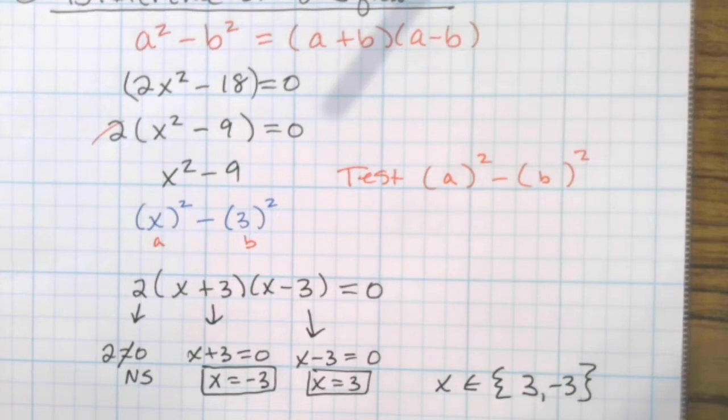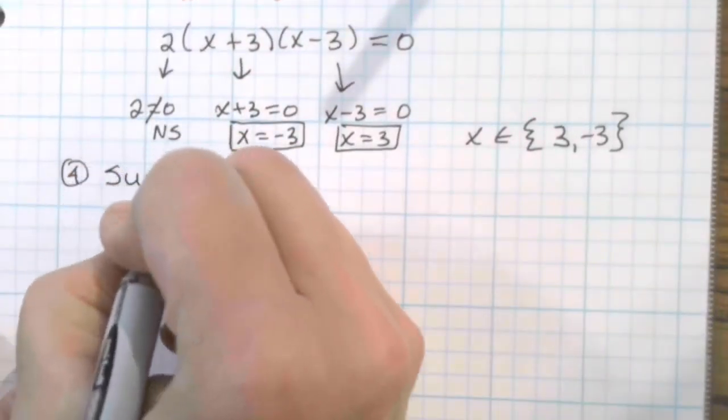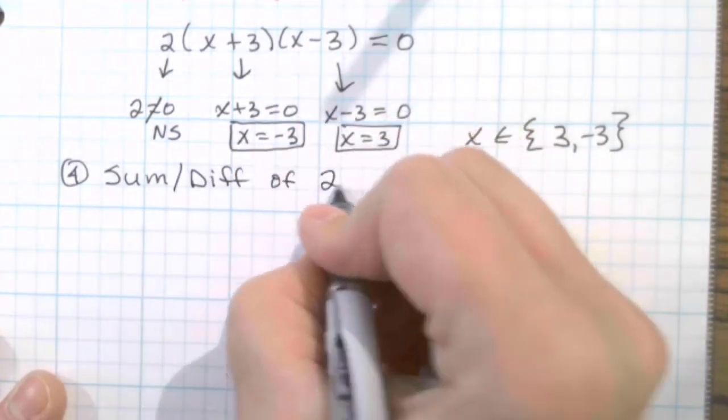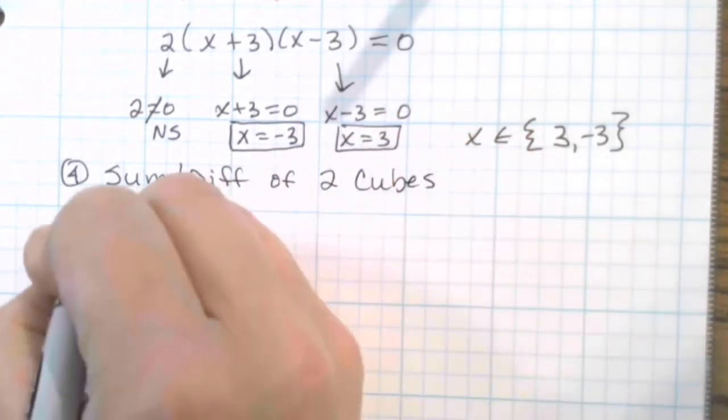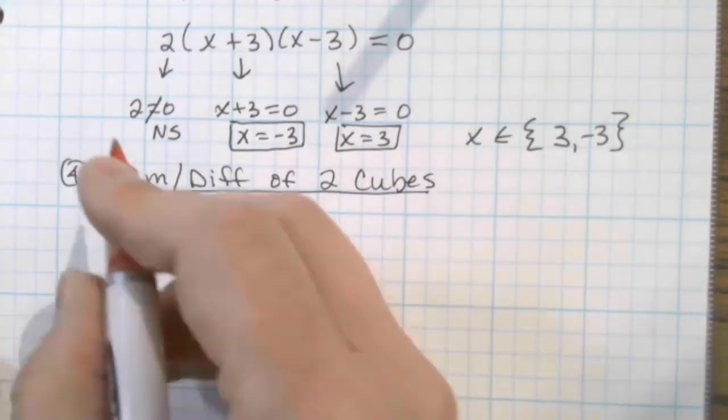Okay, so the 4th type of factoring I'm going to review, and the last one that I'm going to review today, is the sum and difference of 2 cubes. Sum and difference of 2 cubes. All right, so you do have a couple of formulas for this.